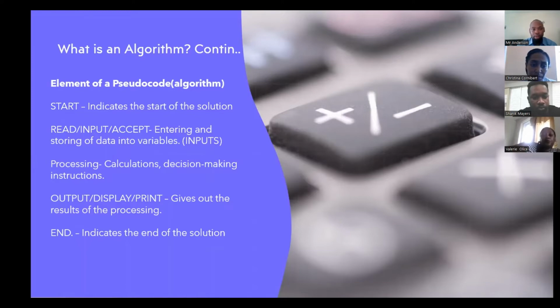For processing, it deals with calculations and decision-making instructions. Next, we have output, display, and print. And as you can see, this gives us the results of the processing. Again, you can use any one you would like, output, print, or display. And lastly, you must end your solution. Okay?